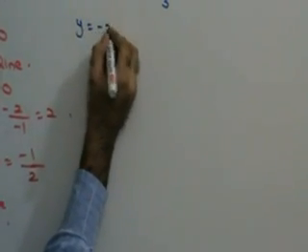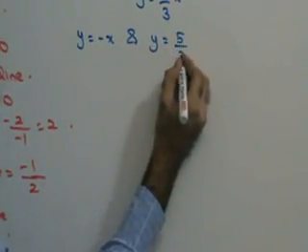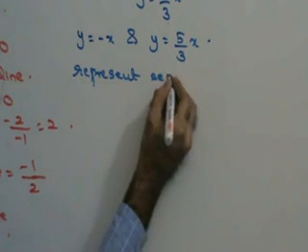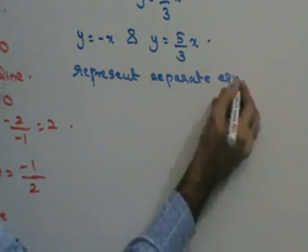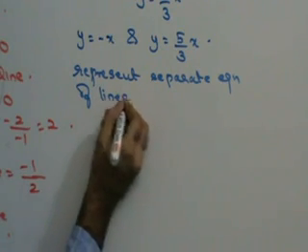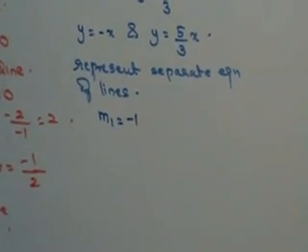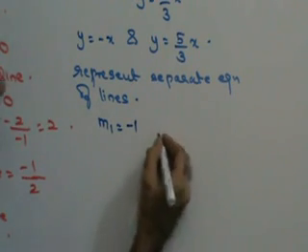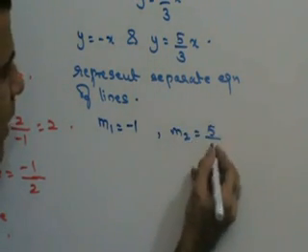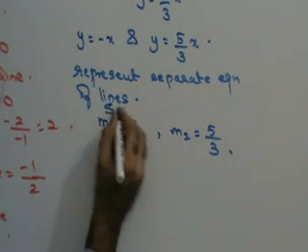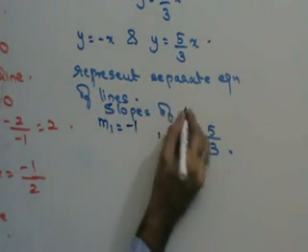Y is equal to minus x and y is equal to 5 by 3 x represent separate equations of lines through the origin. Therefore, both the lines are passing through the origin, so the equation will be y is equal to mx. So, equation of this line is y is equal to minus x, so m1 will be minus 1 and m2 will be 5 by 3. Therefore, I can say that these are the slopes of the lines.